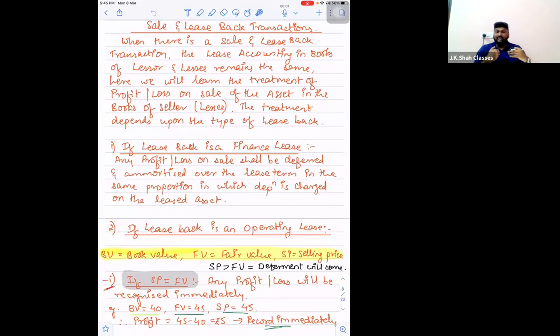But today I am getting to use 5 crores in my business immediately, and lease rental I have to pay after 1 year, that is, at the end of the year. Yes or no? So technically, such transactions are done only for immediate requirement of money.